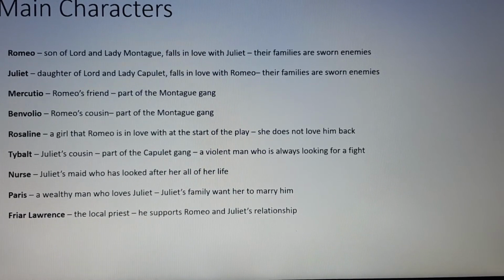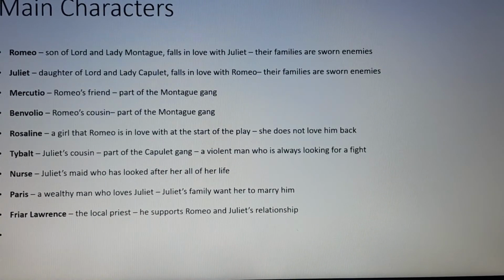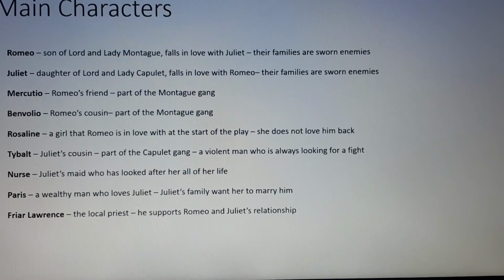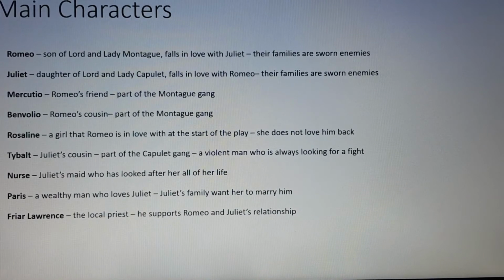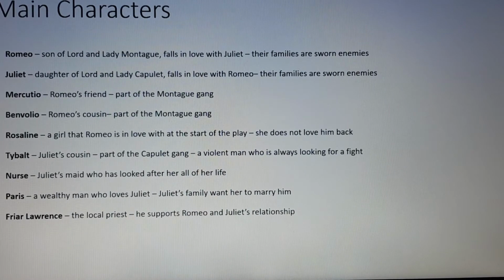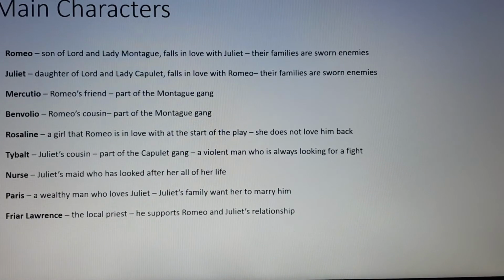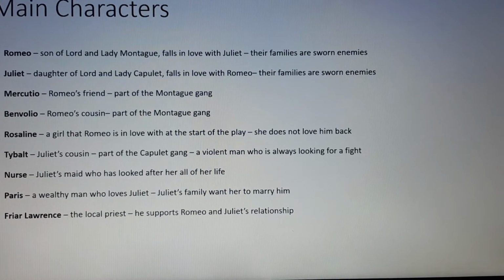Tybalt, Juliet's cousin, part of the Capulet gang, a violent man who is always looking for a fight. Nurse, who is Juliet's maid, who's looked after her all of her life. Paris, a wealthy man who loves Juliet, and Juliet's family want her to marry him. And then Friar Lawrence, the local priest, he supports Romeo and Juliet's relationship.